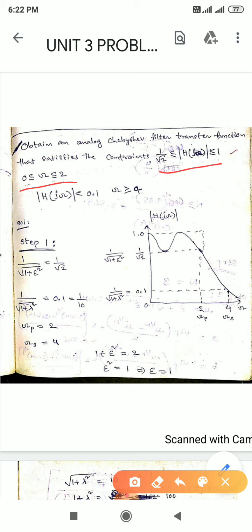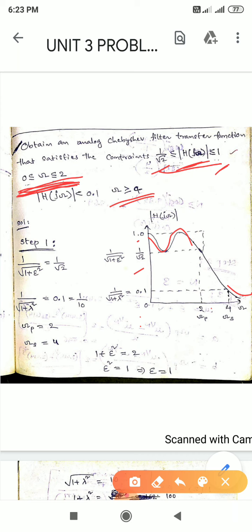A Chebyshev filter has equiripples in the pass band and is monotonic in the stop band. Here this frequency range indicates the pass band, and this is our stop band. In the pass band we are observing equiripples, which means the ripples oscillate between 1 by root 2 and 1. The pass band frequency is 0 to 2.